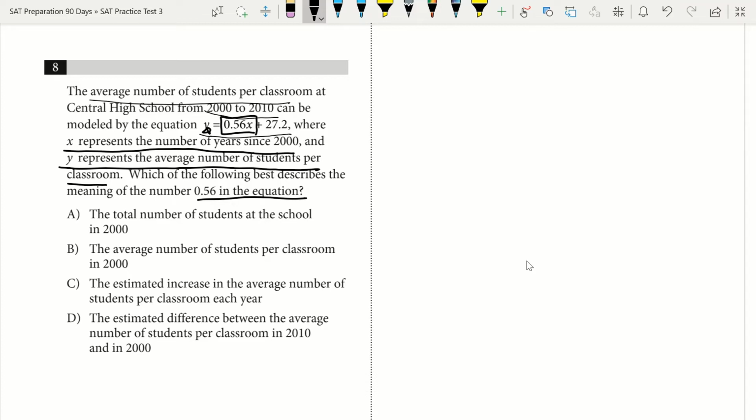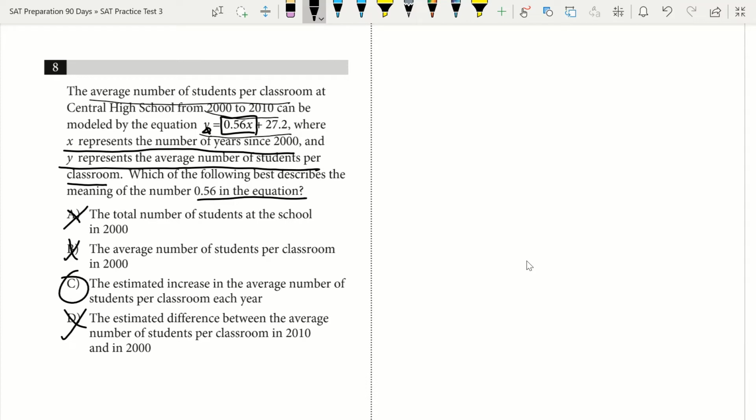So we look at our answer choices. We have A, the total number. We said that that's incorrect. B, the average number of students. That's also incorrect because we're talking about change over time. We have C, the estimated increase in the average number of students per classroom each year, and that will be correct. D, the estimated difference between the average number per classroom in 2010 and in 2000, that is incorrect as well. So that's going to take us through our math section for today.